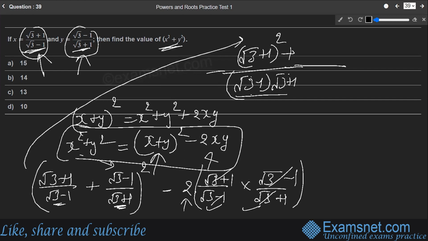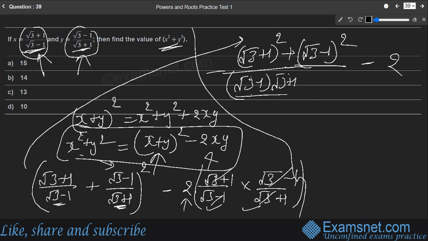Root 3 minus 1 multiplies root 3 minus 1 again. So clearly it becomes root 3 minus 1's whole square. And there is a minus 2 here. If we solve this further, we can open this by a plus b whole square and a minus b whole square. If we do that, this is going to be a square is 3, b square is 1, plus 2ab, so 2 into root 3. And a minus b whole square: a square is 3, b square is 1, minus 2ab, so minus 2 into root 3, divided by, on the denominator side, what do we have?